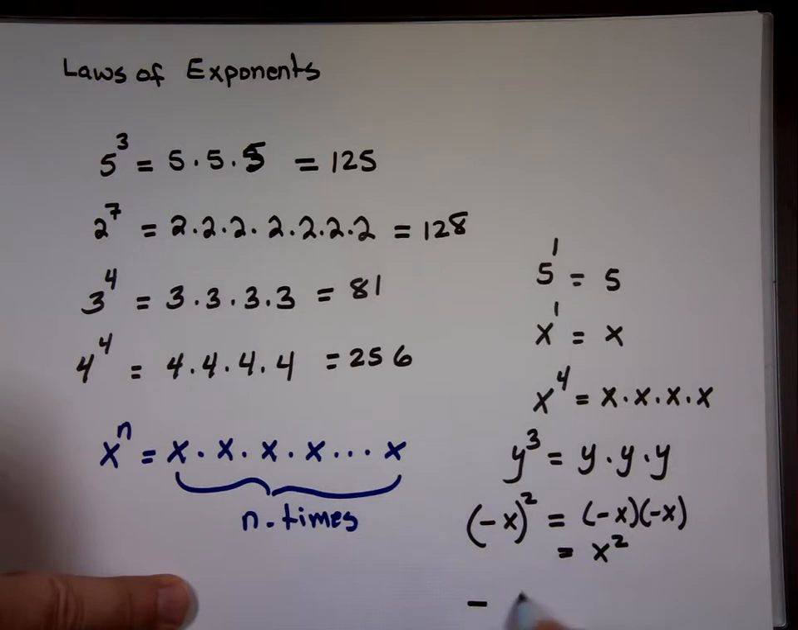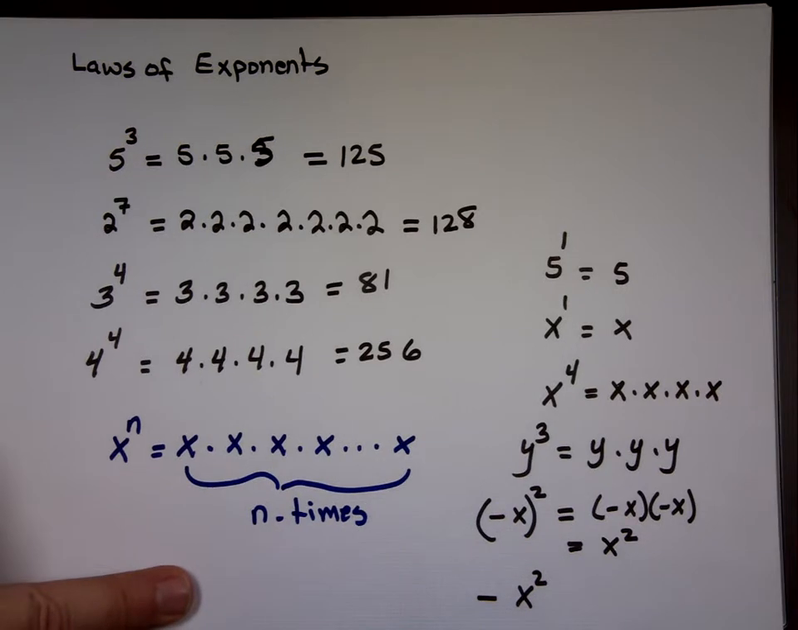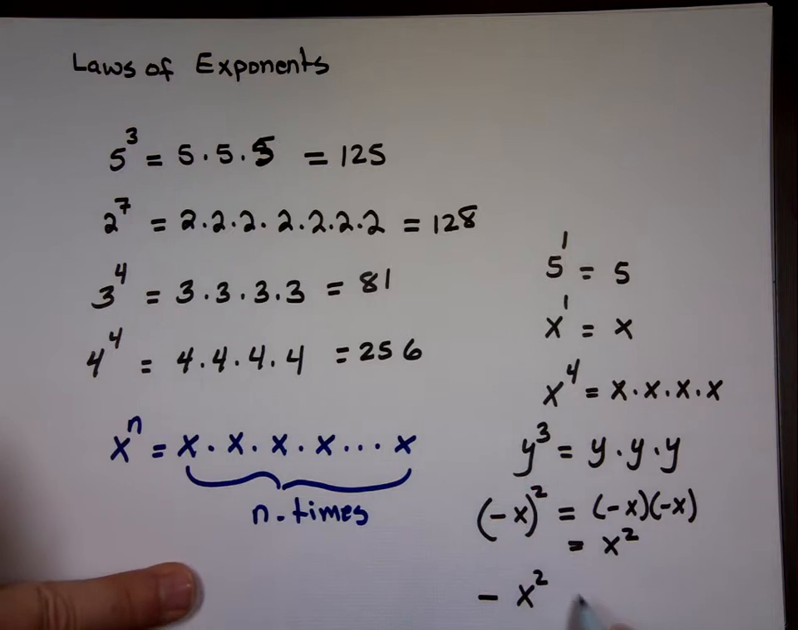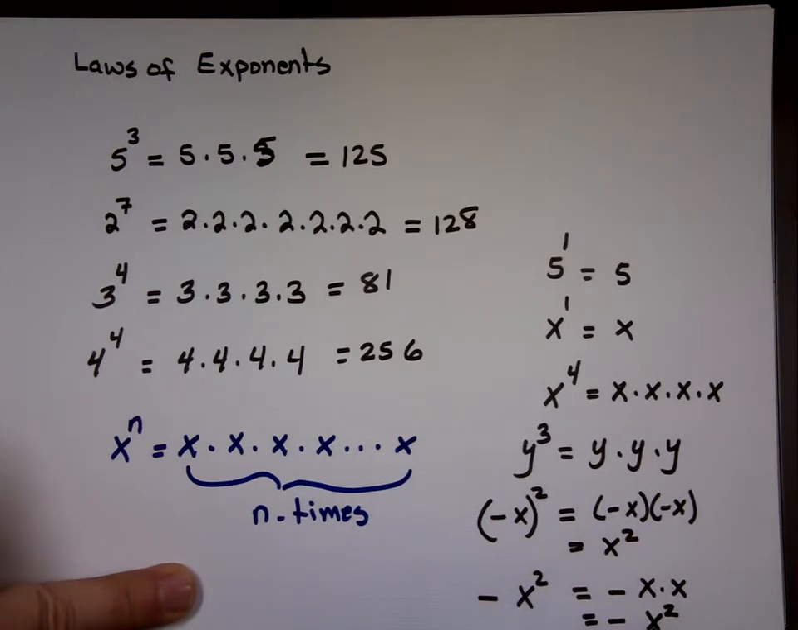If that was negative x squared, without parentheses, what is that equal to? That's a little bit different. In this case, only the x is being squared, not the minus. So the minus is sitting outside. And what is x squared? It's x times x. So the net result is what? Negative x squared. X times x is x squared, and the minus sitting in the front. So if you have parentheses versus no parentheses, a big difference.